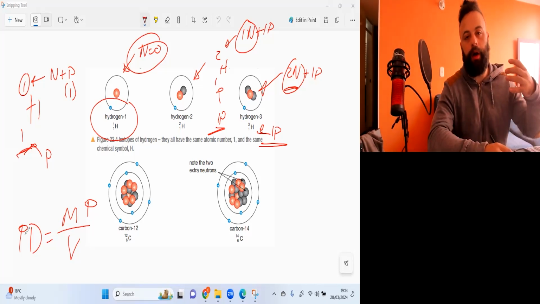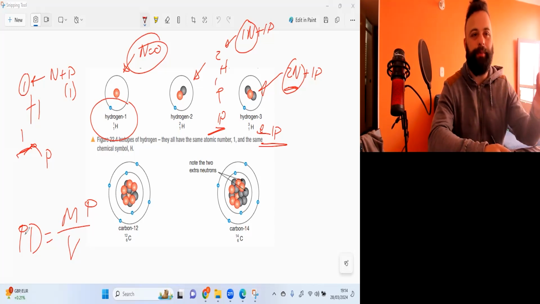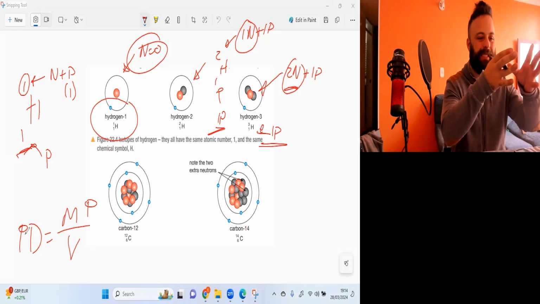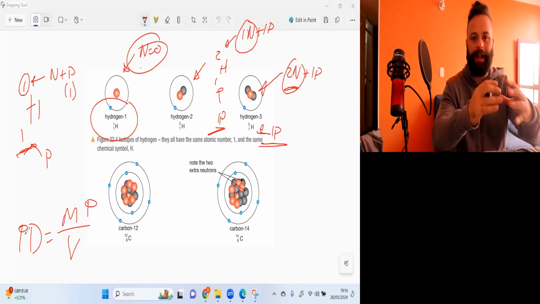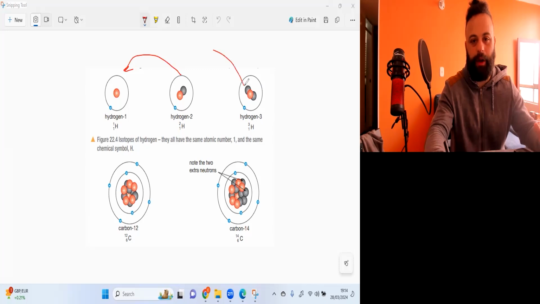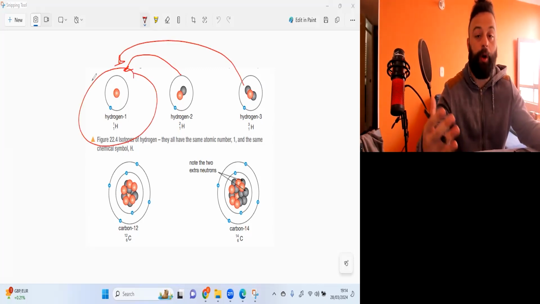And some isotopes are rarer than other isotopes. The more stable it is, the more common it is. The less stable it is, the more uncommon it is, because it's going to deteriorate and become the more stable form of that element. So, for example, these two want to stabilize and become hydrogen 1. So hydrogen 1 is the most common isotope of hydrogen.